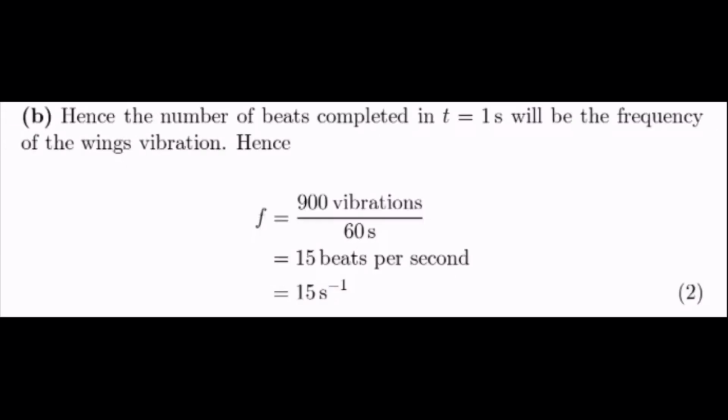In solving for the frequency of the wing's vibration, we can solve this in two different ways. The first method is the number of beats completed in 1 minute. Sorry for the typo, it's supposed to say 1 minute, not 1 second. Moving on. The number of beats completed in 1 minute would be the frequency of the bird's wing vibration. Hence, our frequency would be 900 vibrations over 60 seconds. We would end up with the answer of 15 beats per second.